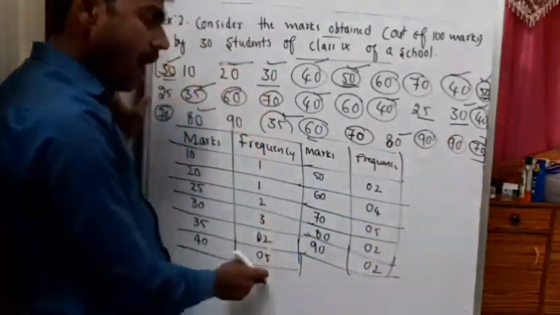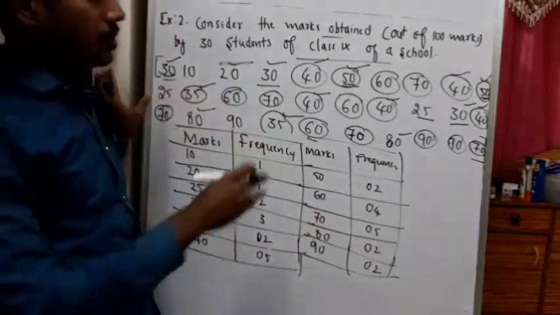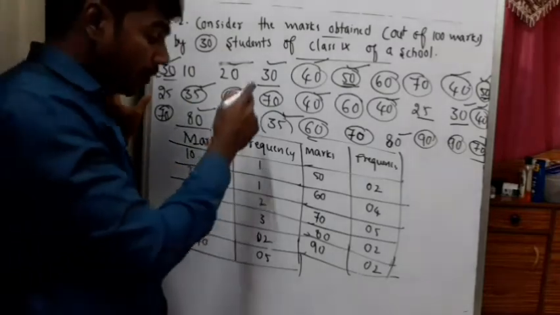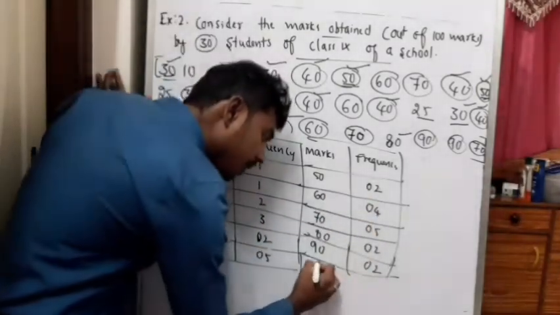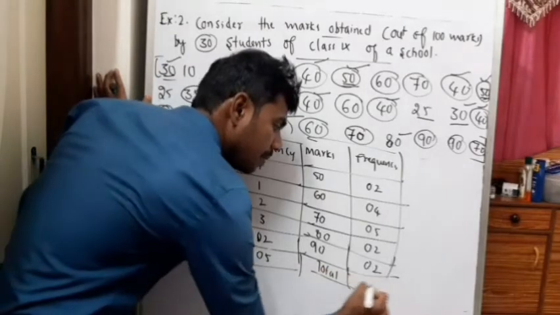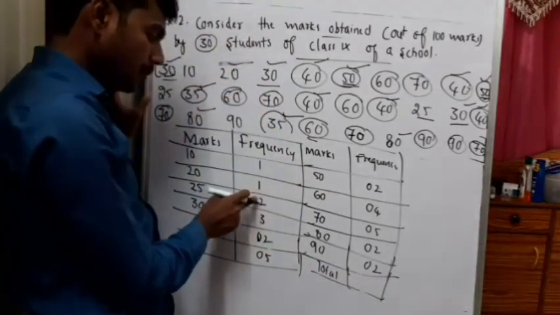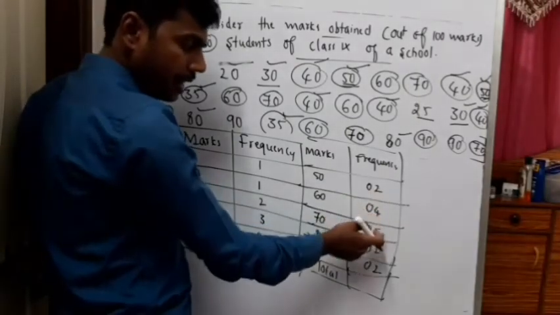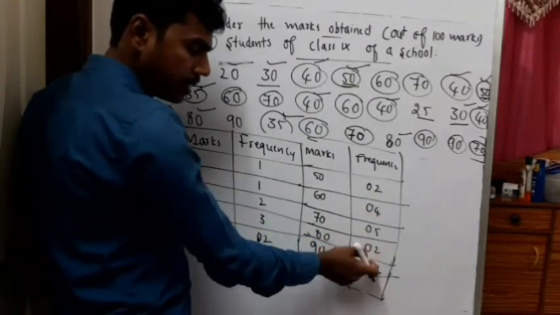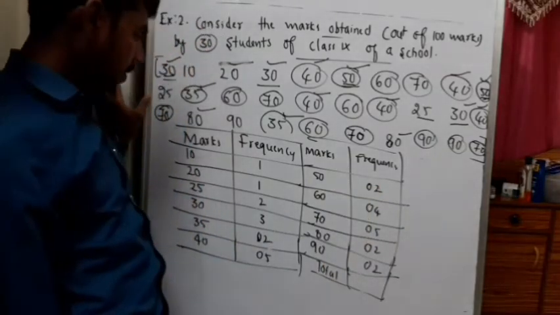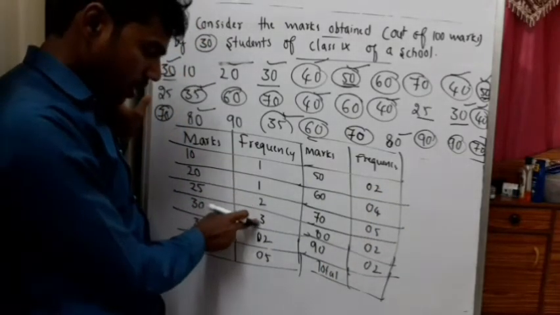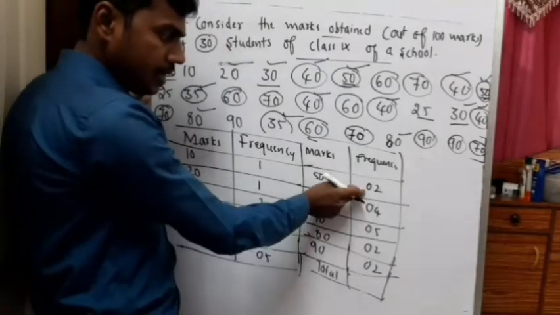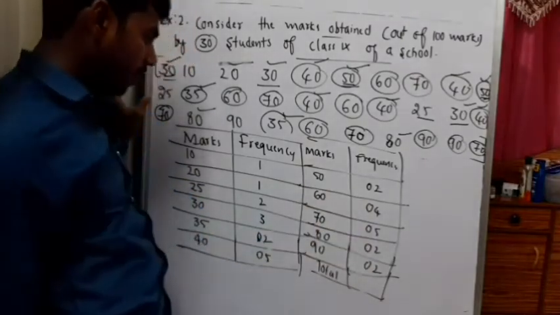So when we add, this count should be equal to 30 because we have recorded the data of 30 students. So when we add this, the total should be 30. Then only our table is correct. 1, 2, 4, 7, 9, 14, 16, 20, 25, 27, 29. So we missed somewhere.